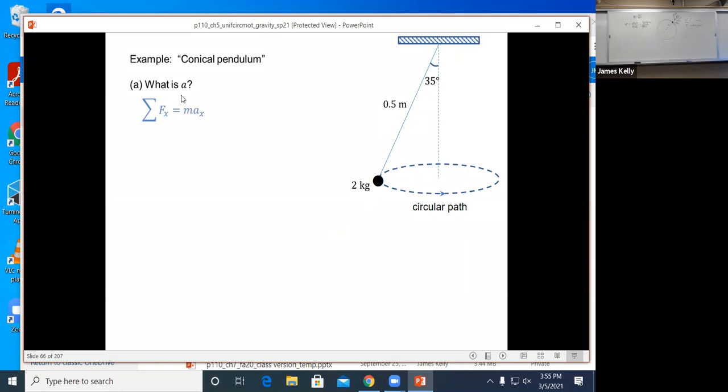What's the acceleration? Well, in this case, if I knew r and I knew v, I'd just plug into v squared over r, but I don't know v. Usually when someone asks you for an acceleration, your first inclination should be to go to F net equals ma, because we do know something about the forces that are acting on this.